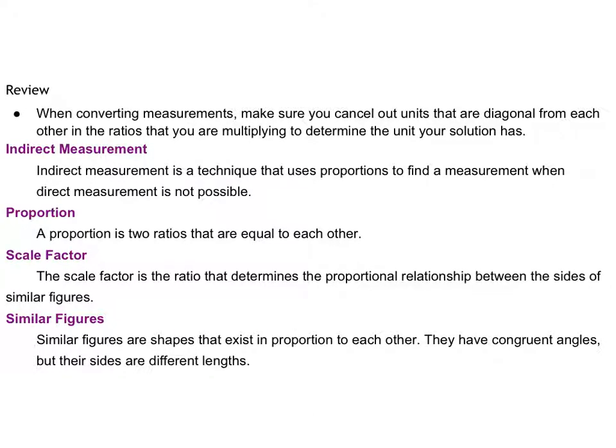For review, when converting measurements, make sure you cancel out units that are diagonal from each other in the ratios that you are multiplying to determine the unit your solution has. Indirect measurement is a technique that uses proportions to find a measurement when direct measurement is not possible. A proportion is two ratios that are equal to each other. The scale factor is the ratio that determines the proportional relationship between the sides of similar figures, and similar figures are shapes that exist in proportion to each other. They have congruent angles, but their sides are different lengths.